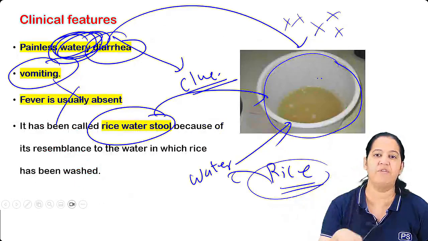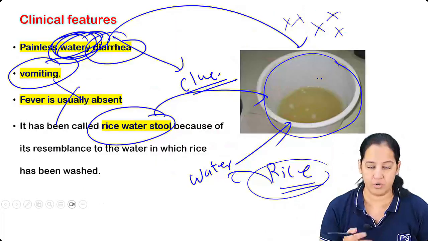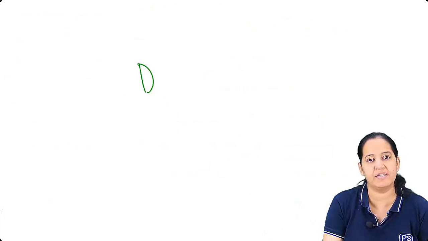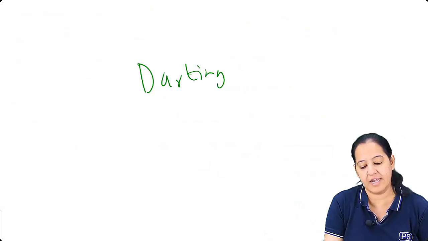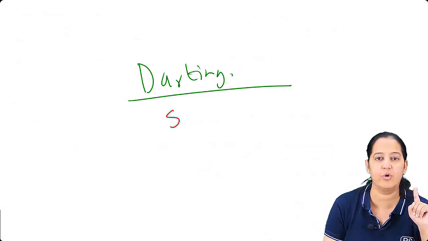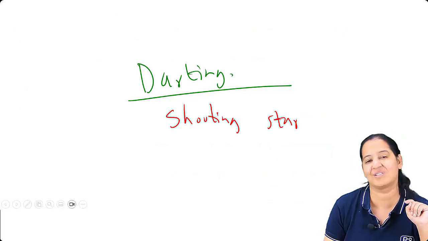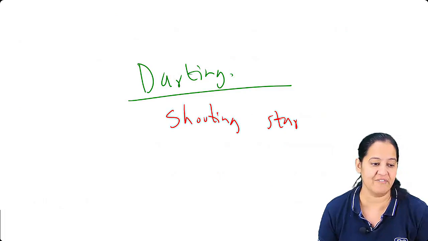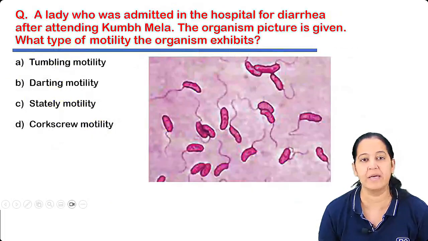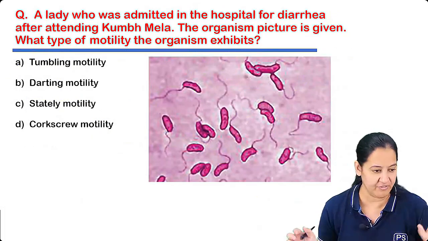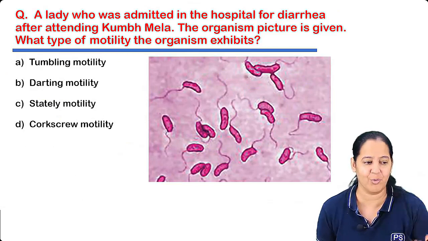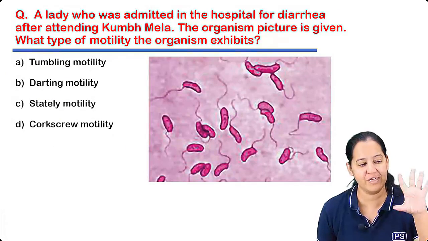है ना? ये सब हुआ विब्रियो के बारे में. The motility I forgot to tell. Darting motility. है ना? The motility is darting. What is darting? Who will tell me the meaning of the darting? I told you yesterday. Shooting star. It's as fast as shooting star. टूटते हुए तारे जैसा fast होता है. So this is also very unique. So read the question. Tell me the answer. We are done with Vibrio. छोटे छोटे से बैक्टीरिया हैं, फटाफट होंगे. Fast. 5 minutes on each bacteria.